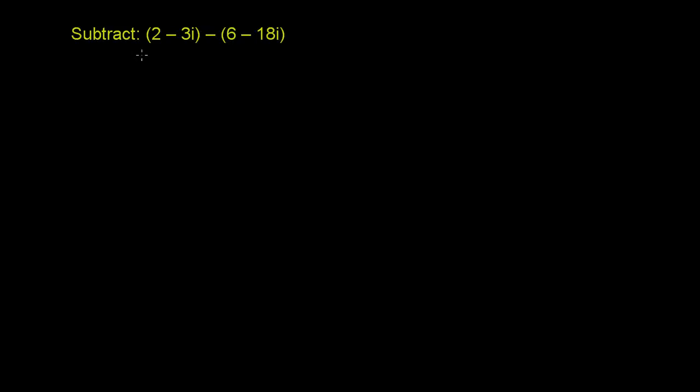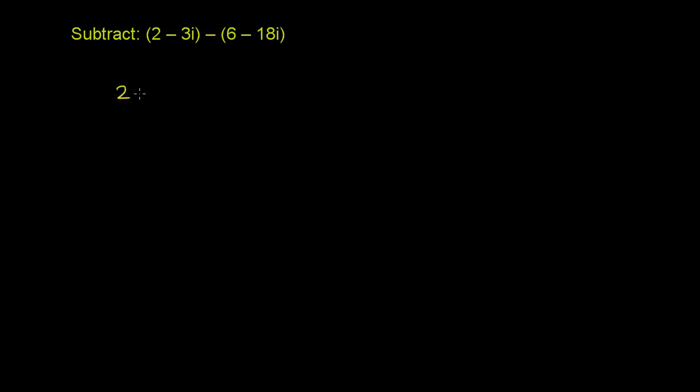We're asked to subtract, and we have the complex number 2 minus 3i. And from that, we are subtracting 6 minus 18i. So the first thing I'd like to do here is to just kind of get rid of these parentheses, so we just have a bunch of real parts and imaginary parts that we can then add up together.